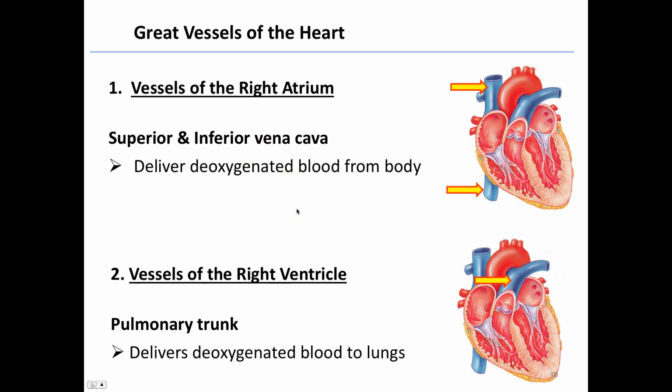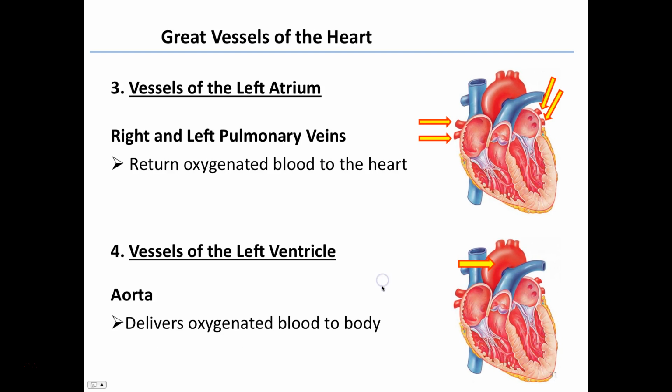So we've just talked about that using the diagram, but just to break it down in some more detail for your reflection later. The vessels of the right atrium include the superior and the inferior vena cava, delivering deoxygenated blood from the body. In the right ventricle, the great vessel associated with that, or the artery, is the pulmonary trunk, and this delivers deoxygenated blood to the lungs.